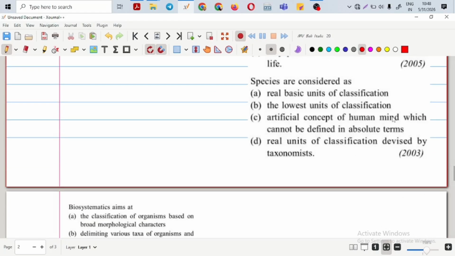Species. Species are considered as real basic units of classification. They are the basic units of classification. Lowest units of classification. Artificial concept of human mind which cannot be defined in absolute terms. That is not true. Real units of classification divides it by taxonomist. The basic unit of classification is the term here, so that is the correct answer. The basic unit of classification, yes, that is the correct answer.